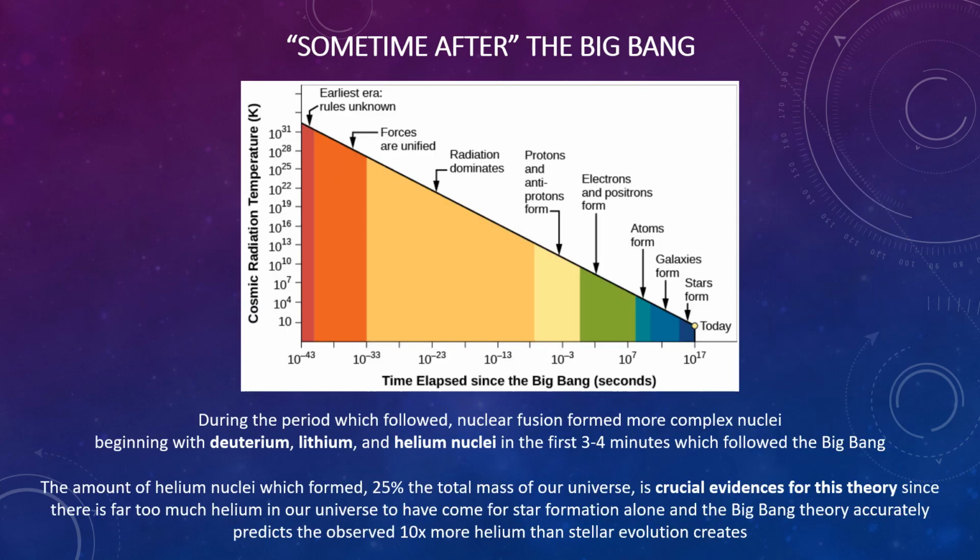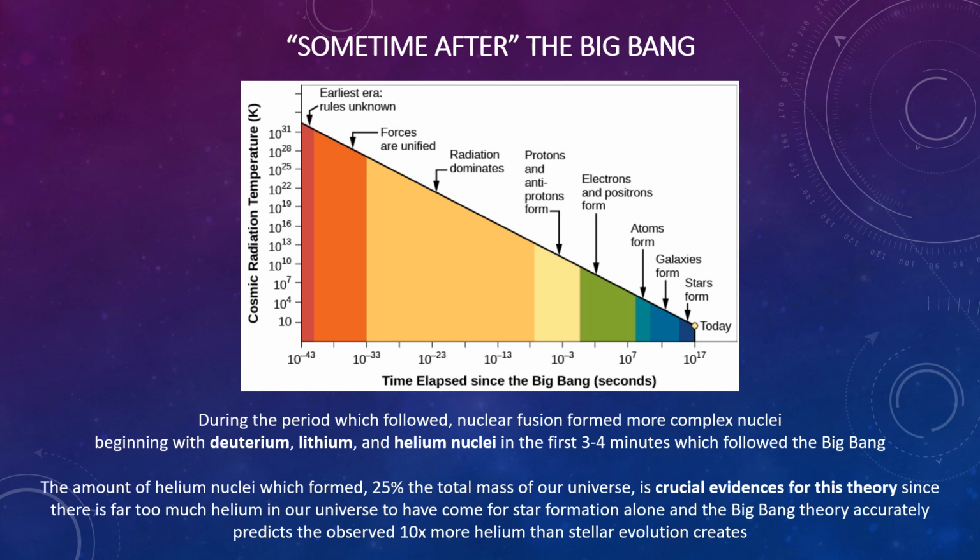A little bit after the Big Bang, as the universe expanded and cooled, it then reached the conditions necessary for nuclear fusion to occur. And so we began to have some complex nuclei appear in the primordial soup before stars had even formed. We had deuterium, which is heavy hydrogen. We had some lithium, and we even had some helium nuclei form within the first 3 to 4 minutes of the Big Bang.